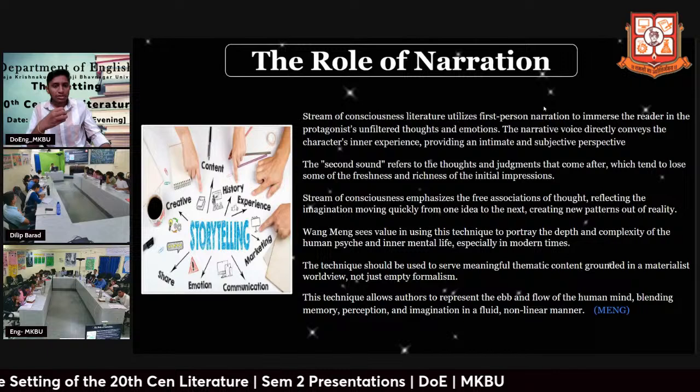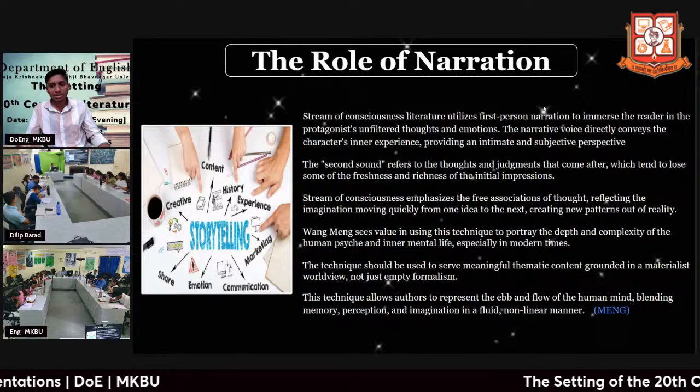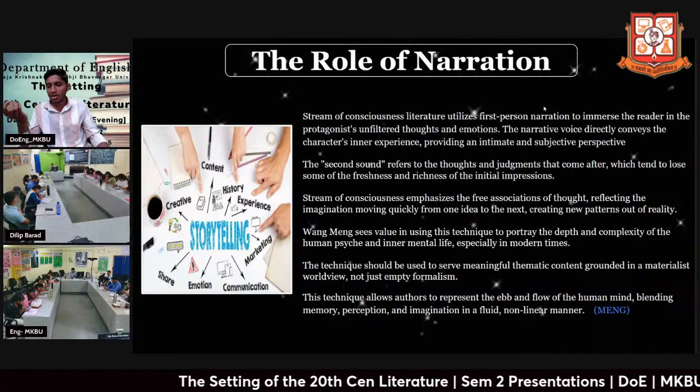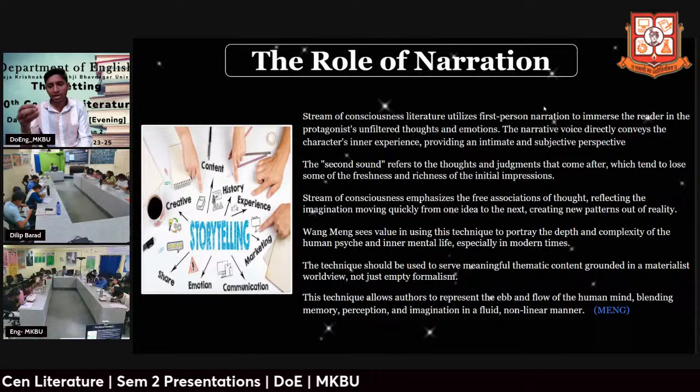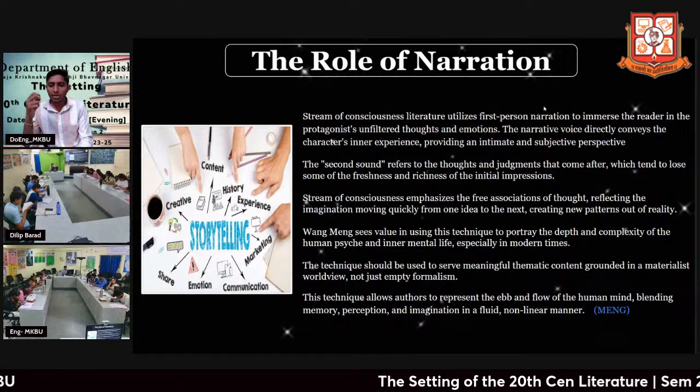Stream of consciousness emphasizes the free association of thoughts, reflecting the imagination, moving quickly from one idea to the next, creating new patterns out of reality. This technique allows the author to represent and follow the human mind, guiding memory, perception, and imagination in a fluid, non-linear manner. What makes stream of consciousness different?